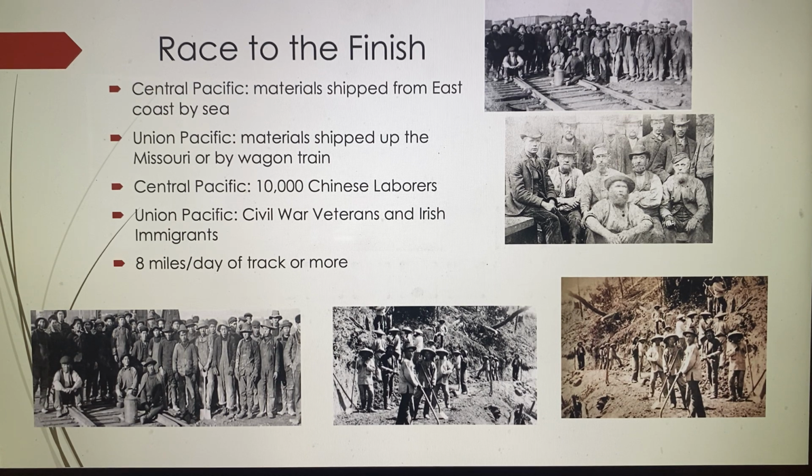The Central Pacific hired 10,000 Chinese laborers. It was mainly the Chinese that worked on the Central Pacific, coming from the Sacramento area. And then the Union Pacific hired a lot of the Civil War veterans and a multitude of Irish immigrants that came from the East working on the railroad. So just think, the Irish came from the East, and here we have the Chinese coming from the West to meet there in Promontory Point. We'll be talking about that in a moment. But here's some pictures of the workers of the railroad. You can see the diversity there between the Chinese immigrants and the Irish immigrants.